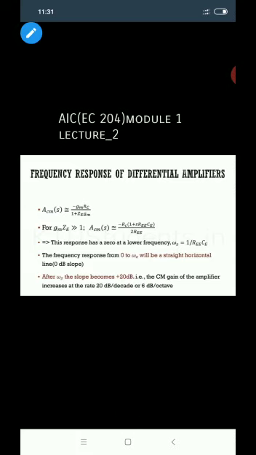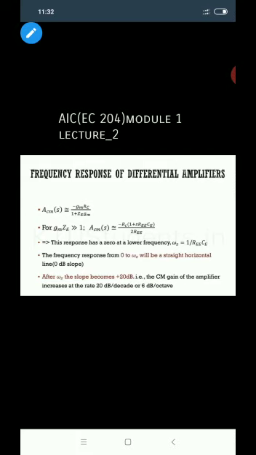Now the common mode gain ACM is approximately equal to minus GM into RC divided by 1 plus ZE into GM. For GM into ZE greater than 1, then ACM becomes minus RC into 1 plus S REE CE divided by 2 RE. This response has a zero at lower frequency. So omega Z is equal to 1 by REE into CE.